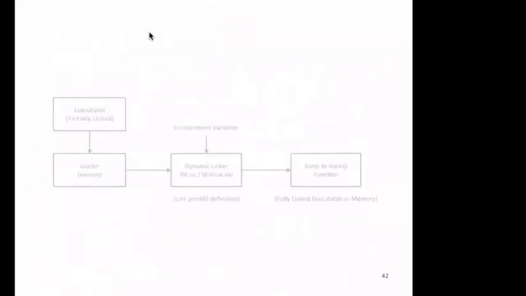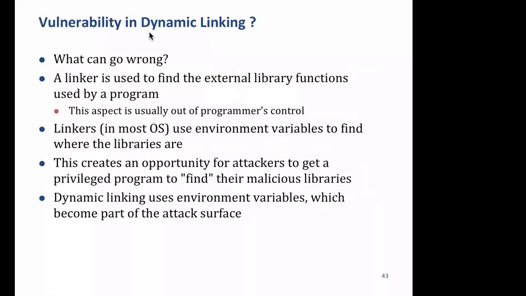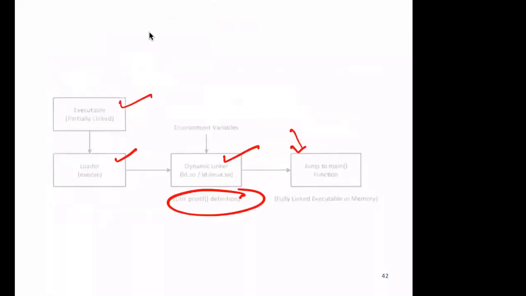So there's a process: we have the executable, then we have the loader, then we have dynamic linking, and at runtime, when this is over, you start execution. All right, so where is the problem in dynamic linking then? What can go wrong?